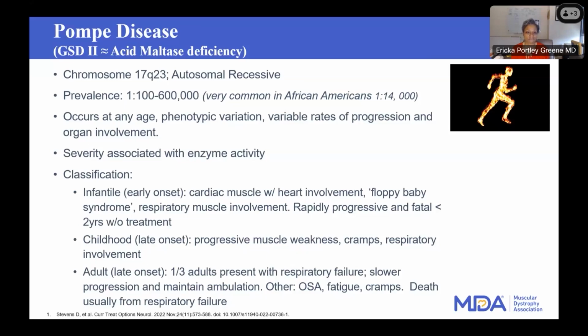The worst is the infantile kind, floppy babies born, respiratory involvement, needing respiratory support, can be fatal within 2 years of birth if not treated. And then you have the childhood, and then you have our case, the adult onset, who had respiratory failure. That was the red flag, a slower progression, fatigue and cramps. And without treatment, I'm not sure where he'd be, but he's still doing well. Next slide.